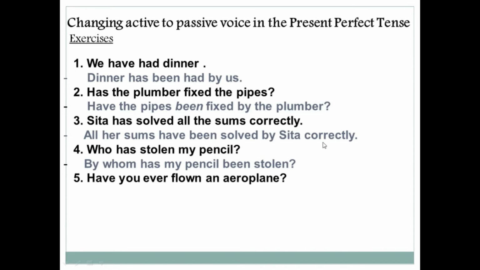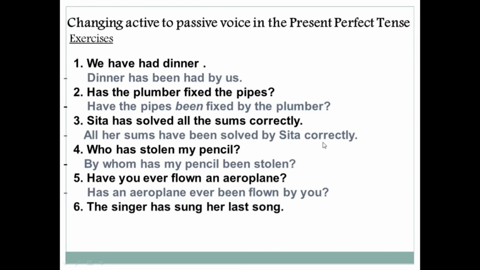Number 5, have you ever flown an aeroplane? An aeroplane, the object, is in the singular form, so we'll use has. Has an aeroplane ever been flown by you? Listen carefully, look at the pictures carefully. Number 6, the stranger has sung her last song. Her last song is the object, sung is the verb, so your answer will be: her last song has been sung by the singer. I hope all of you understood that.